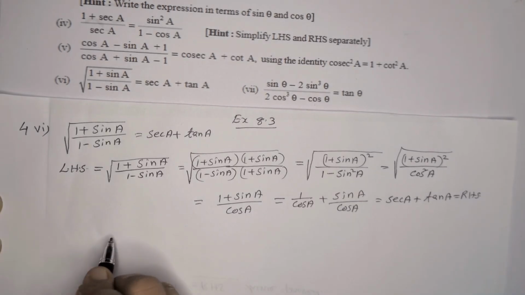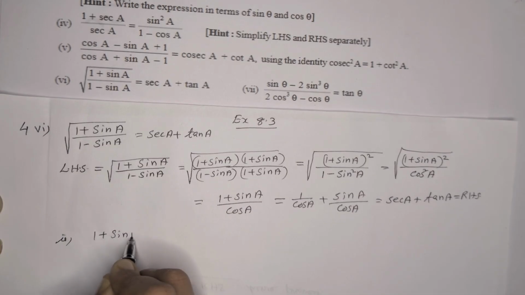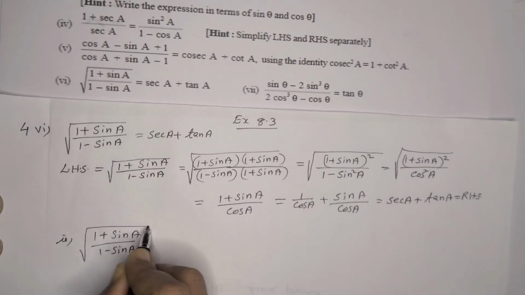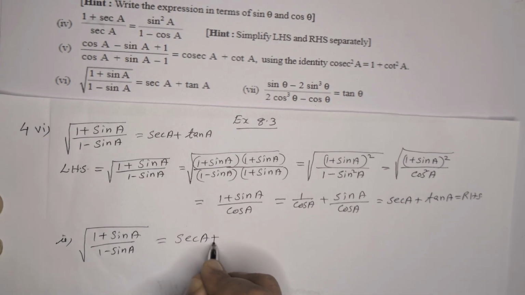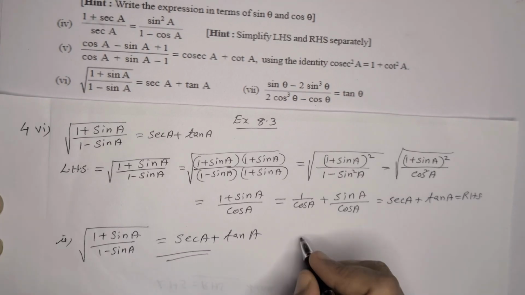So we can write LHS. The question is 1 plus sin A by 1 minus sin A under the root, which is equal to, we got finally that as sec A plus tan A. Hence proved.